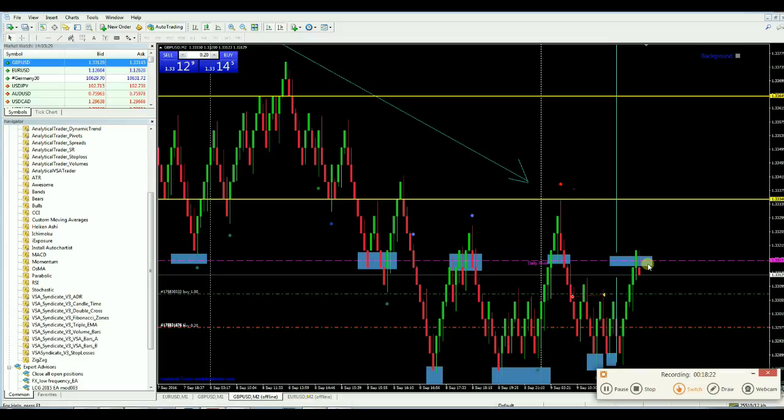and then you can see sellers coming in, some selling going on right around the daily pivot, guys. Some selling going on. This is not good. Okay, so let's see how they battle it out.